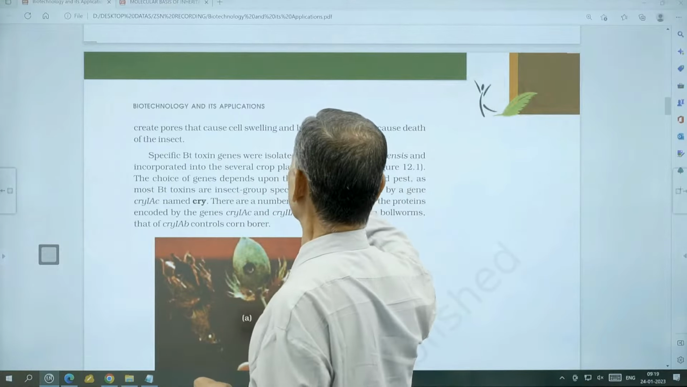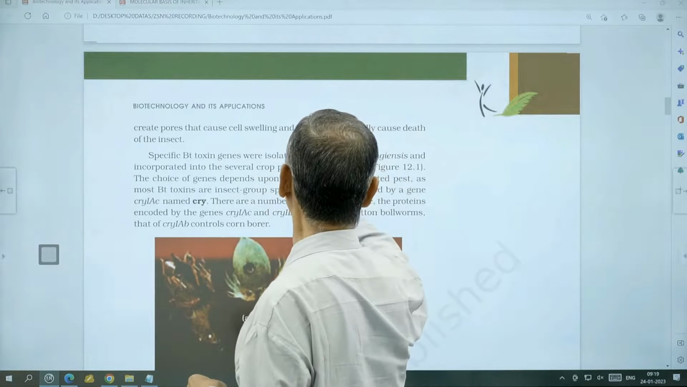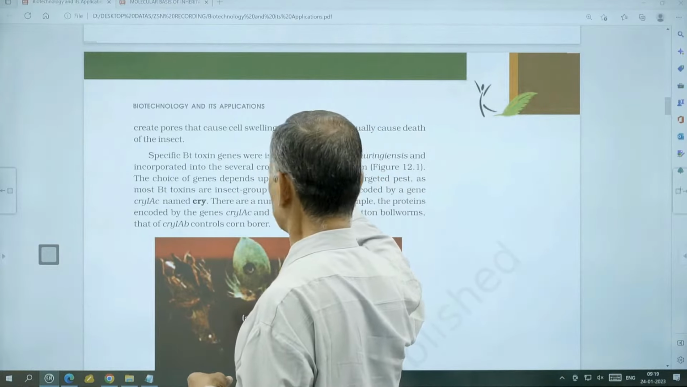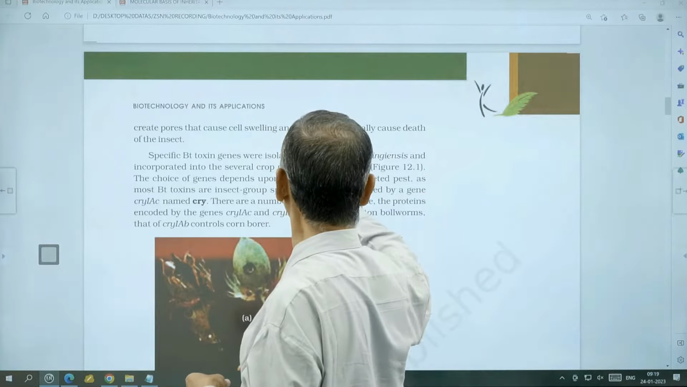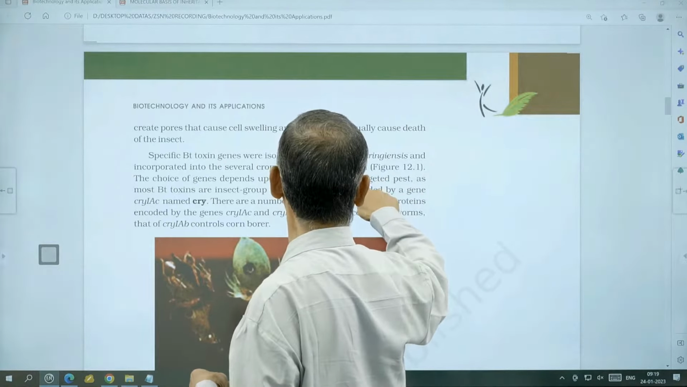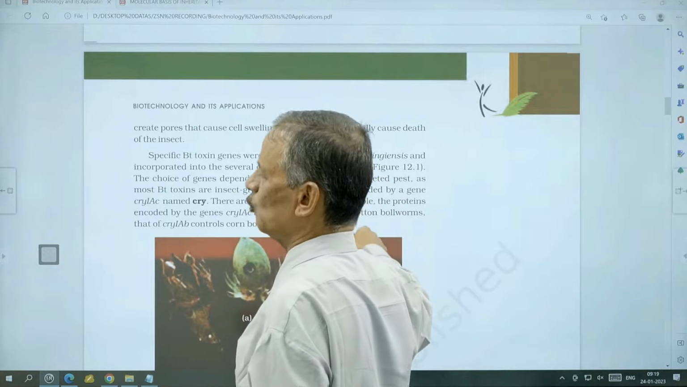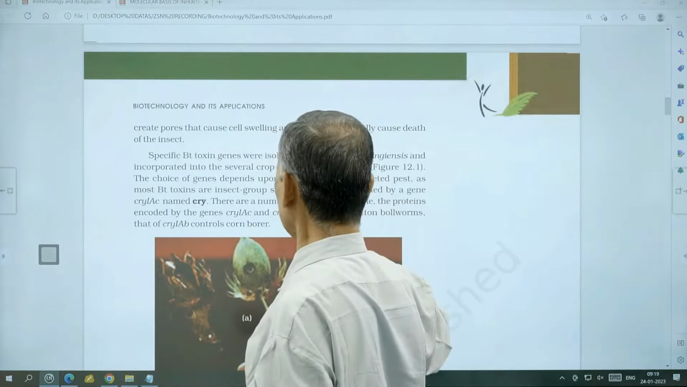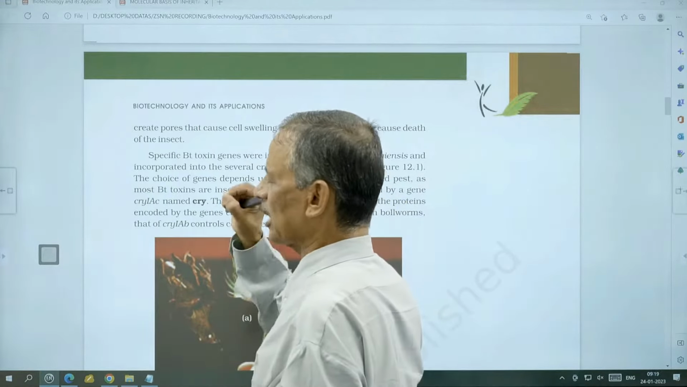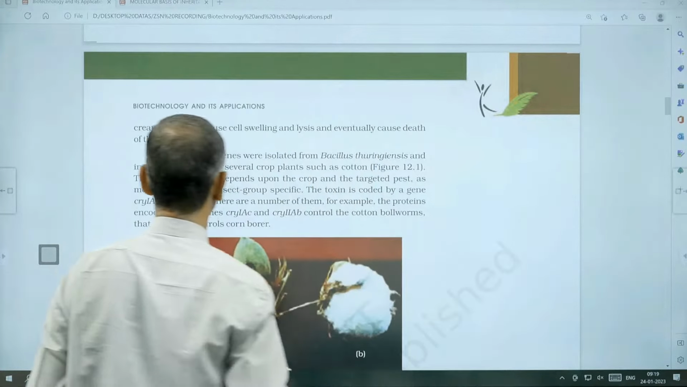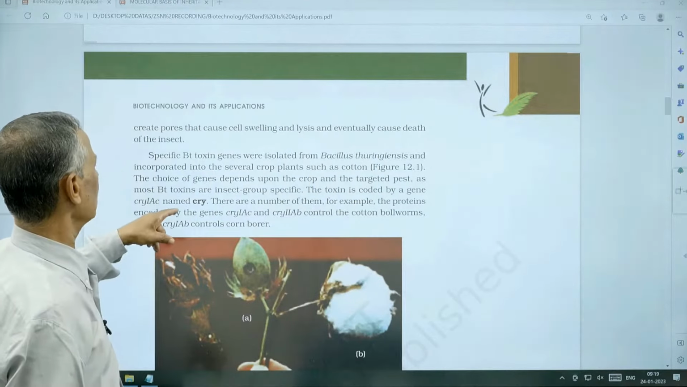That is the basic. The choice of gene depends upon both the crop, whether it is cotton, whether it is corn, like that, and also what type of pest against which you want to have resistance. Accordingly, we have to select that particular cry gene and incorporate it into that one. Okay, that is called cry gene.